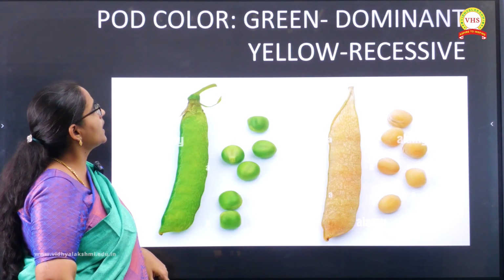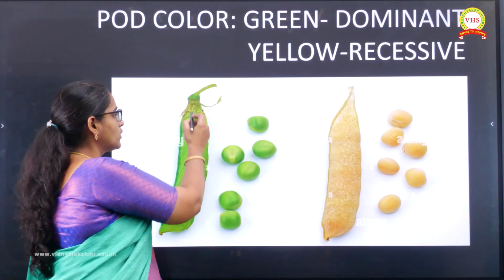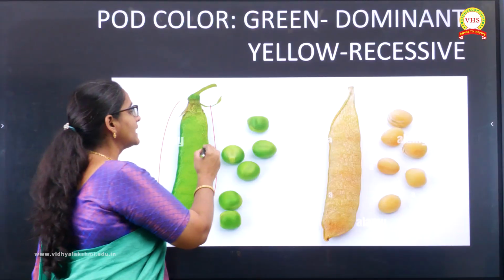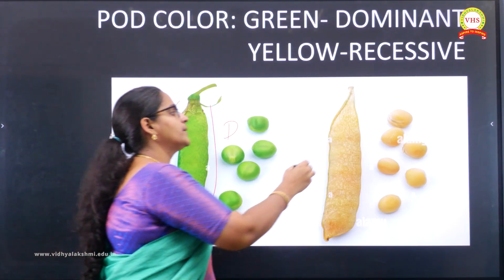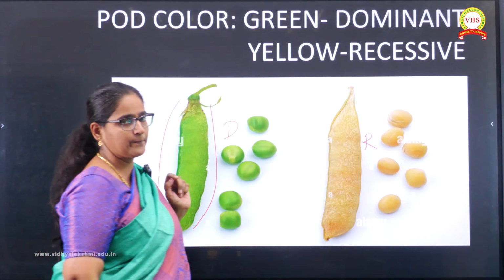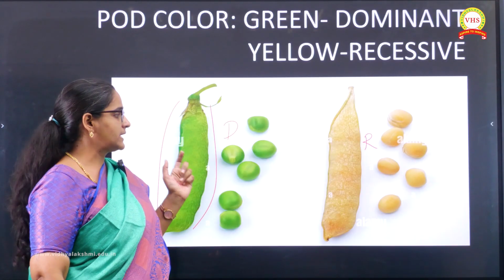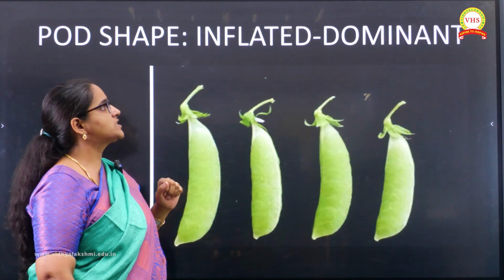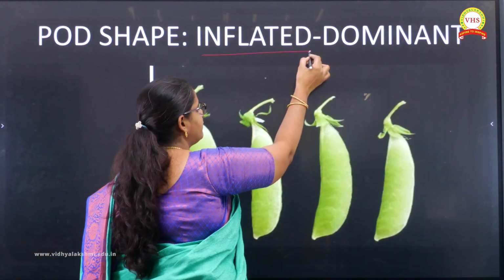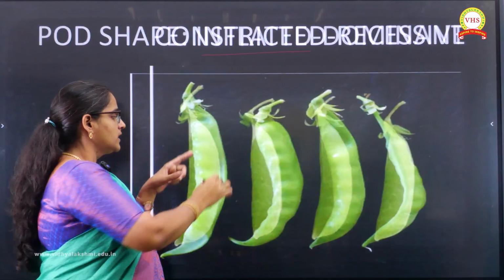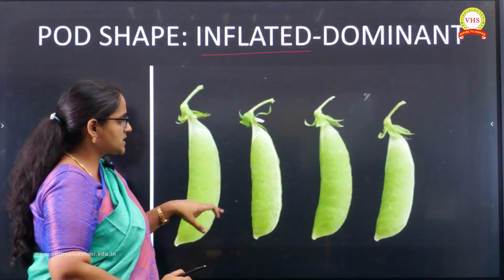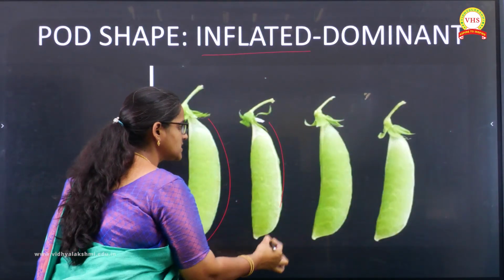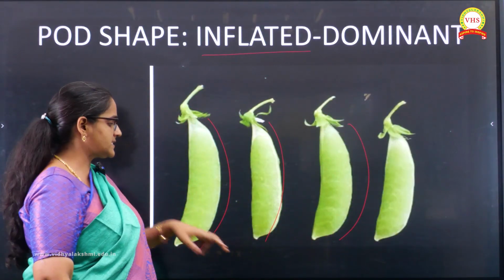Then if you take the pod color, the pod is nothing but the outermost covering of the seeds. Here green is the dominant one and yellow pod is the recessive one. And then we have the pod shape. The dominant character is inflated. Inflated means the pod structure remains smooth. You don't have any constrictions or ups and downs. The surface of the pod is very smooth without any constrictions. That is called inflated.